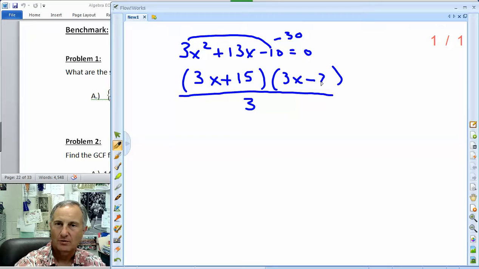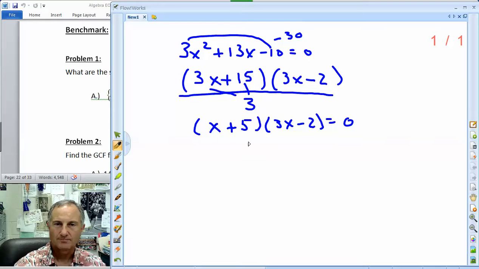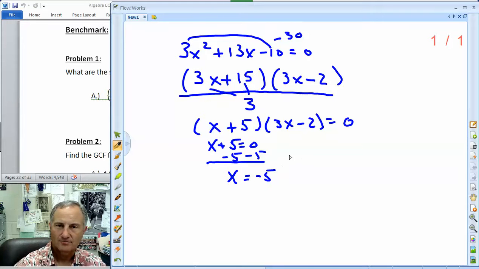So 15 goes with the plus, 2 goes with the minus. Factor the 3 into both of those. 3 goes into 3 once, goes into 15 5 times, and I get x plus 5 and 3x minus 2. Now all of this is equal to 0, and then set each equal to 0. x plus 5 equal to 0. Subtract the 5. x equal to negative 5 is the solution.